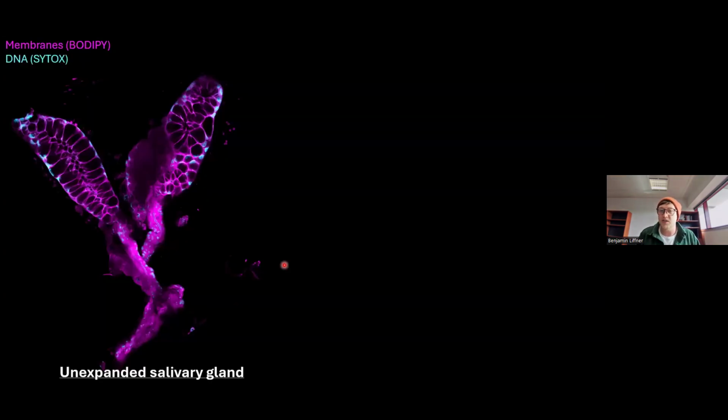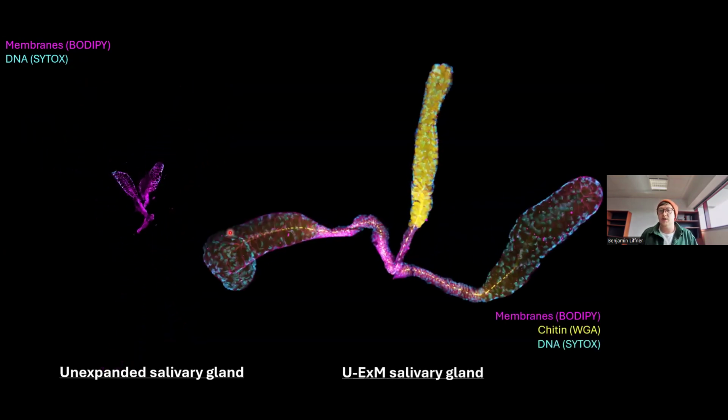We did the same thing with salivary glands. So on the left here, we have an unexpanded salivary gland. And then if I put that to scale next to an expanded salivary gland, it looks like this. While we can image the same salivary gland before and after expansion, like I did with the midgut, each of these lobes of the salivary glands moves independently. And so even if it is actually the same salivary gland, it looks quite different before and after expansion, which is a bit upsetting, but what can you do?